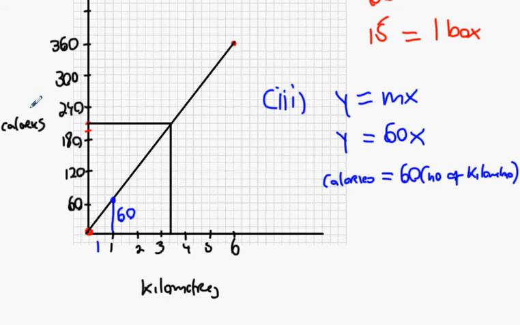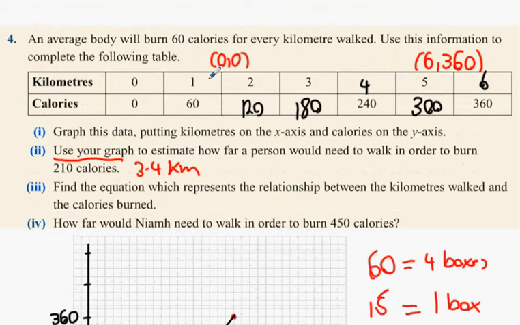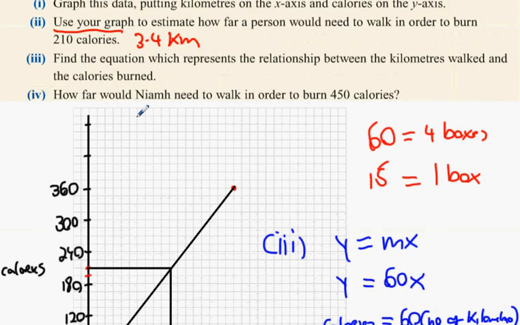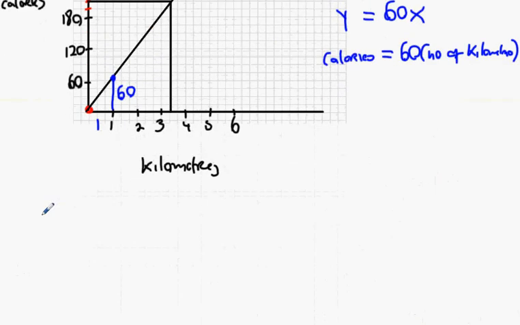So if you go back to your graph, you could do that without this. Look at it. 1 kilometer you burn 60. If you do 2 kilometers you burn 120. You just multiply your number of kilometers by 60 to find out how many calories you burn. Very easy. How far would Neve need to walk in order to burn 450 calories? 450 calories, guys. How many calories do you burn per hour again? 60. So 450 divided by 60?